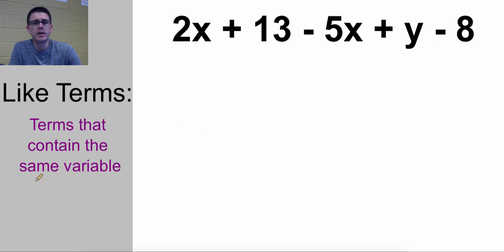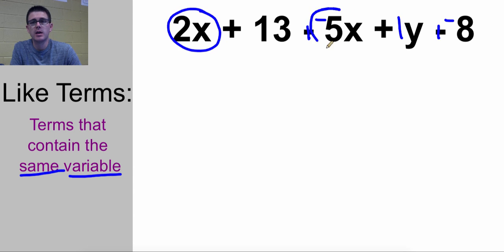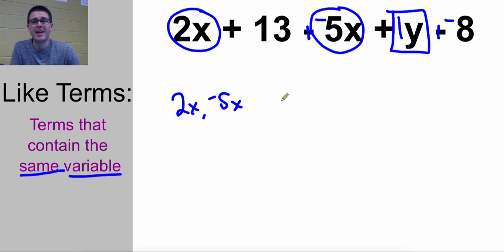Like terms are terms that contain the same variable. So same idea, but now we're going to group things together by what they have in common. I like to circle mine and use different notation to help me find my like terms. So anything with the same variable, like 2x and negative 5x, are like terms. So I'm going to list them together. Then I have 1y. Well, that has a different variable, so I'm going to leave it in its own little group. It's not the same as my x's.